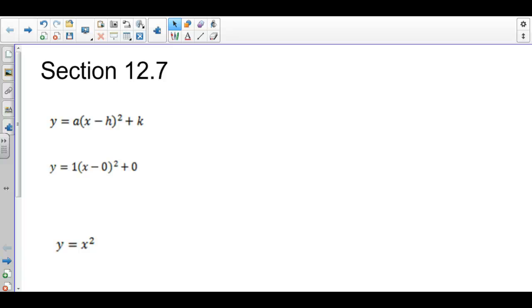Hi, good morning. This is section 12.7. We're going to go over translations and dilations of a graph, which is like a bunch of crazy mathematical language. So we'll just get started with something you guys know, which is vertex form.